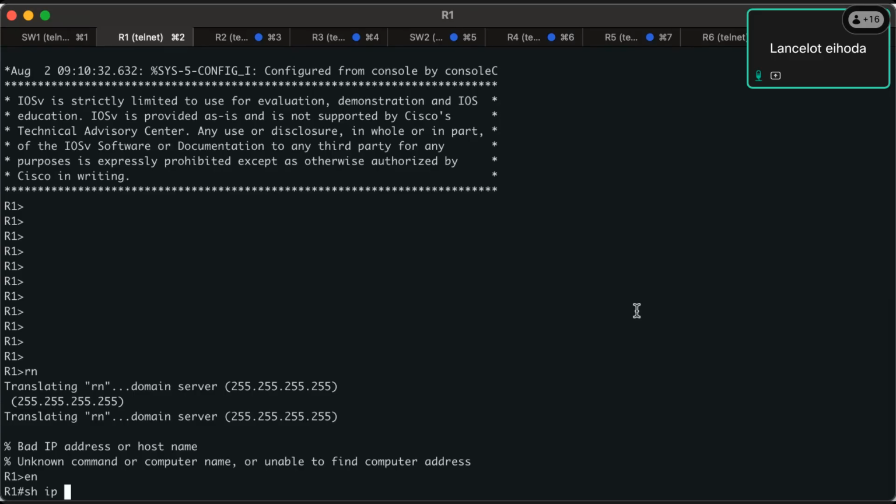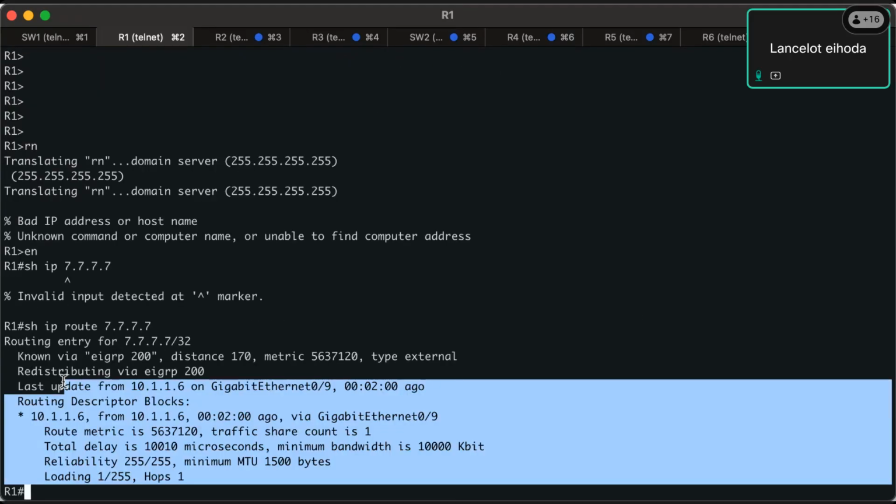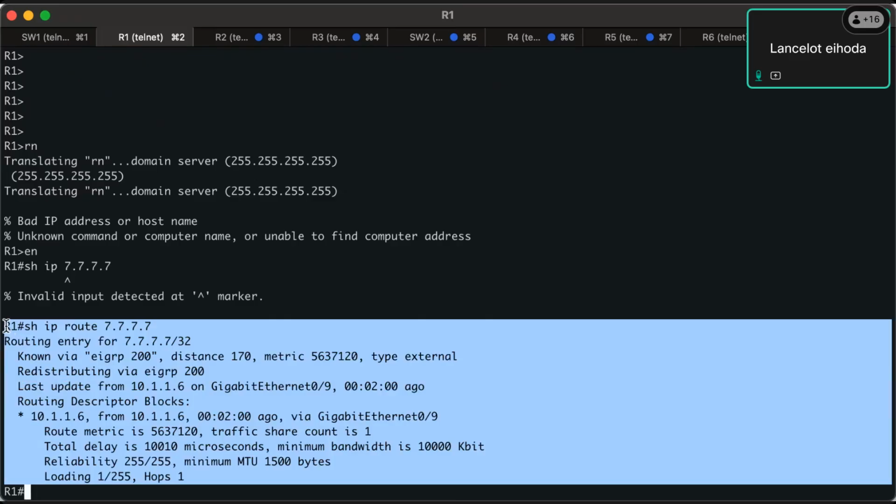So if I do a show IP route to the 7.7.7.7 network, you can notice that it knows it via EIGRP 200. But you can see that the distance is 1,170, which is not regular. But you can see that it was redistributed from 10.1.6.6.